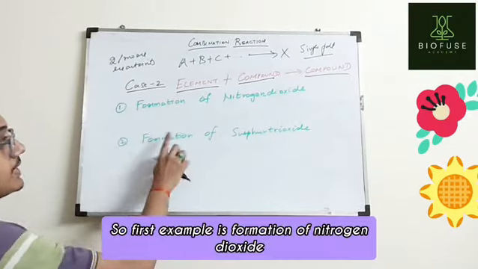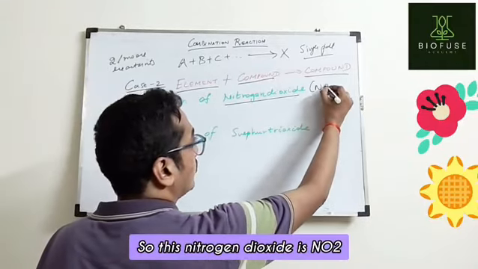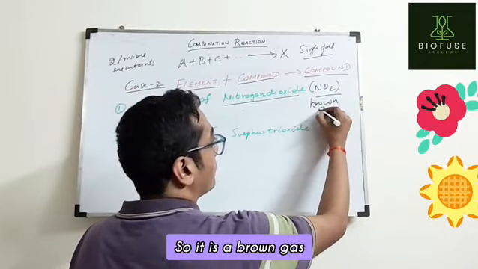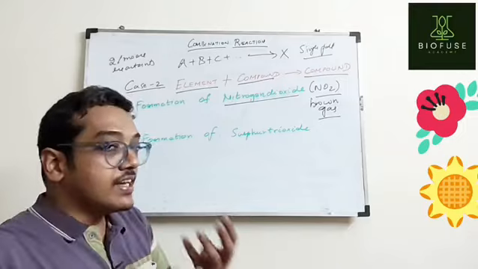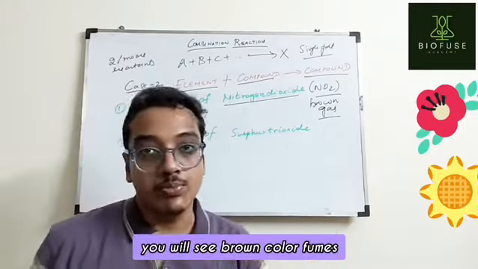So the first example is formation of nitrogen dioxide. This nitrogen dioxide is NO2, as we already know, and it is a brown gas. Whenever nitrogen dioxide is produced in a particular reaction, you will see brown color fumes.